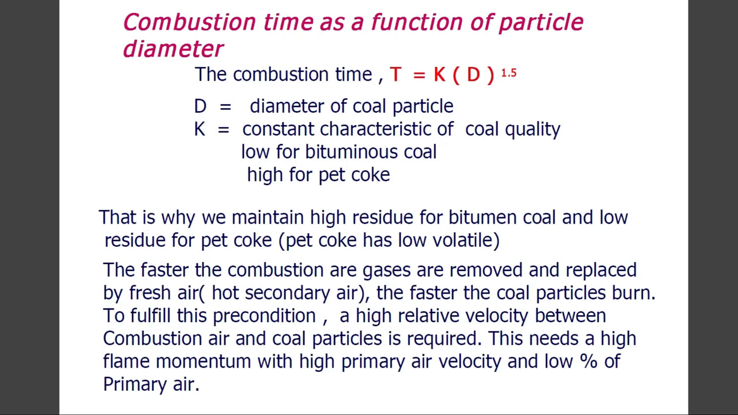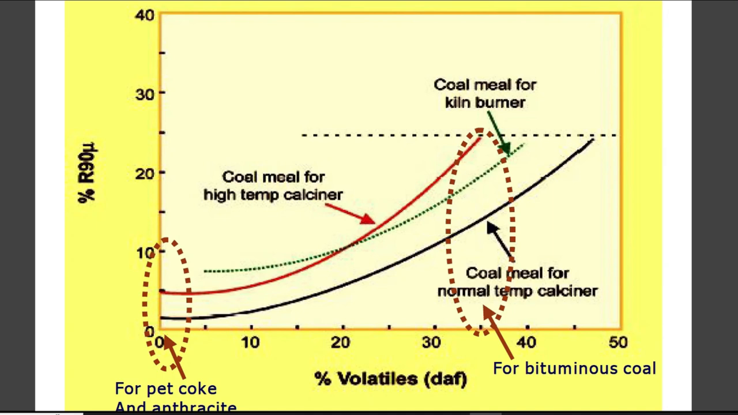The faster the combustion gases are removed and replaced by fresh air, the faster the coal particles burn. To fulfill this precondition, a high relative velocity between combustion air and coal particle is required. This needs a high flame momentum with high primary air velocity and a low percentage of primary air.